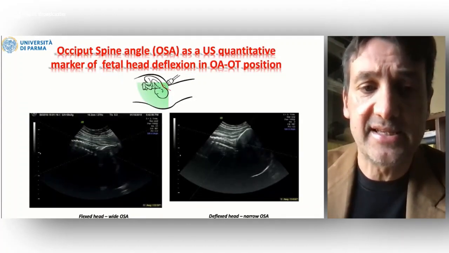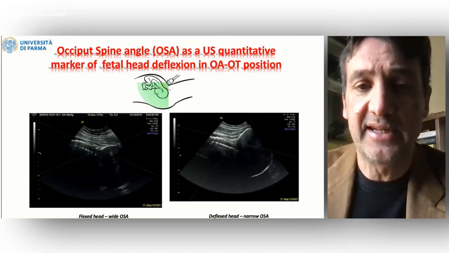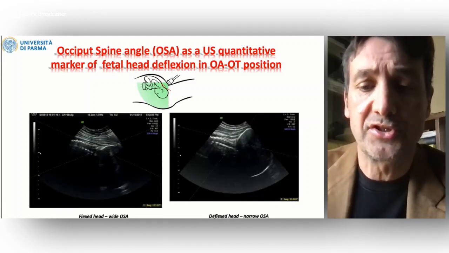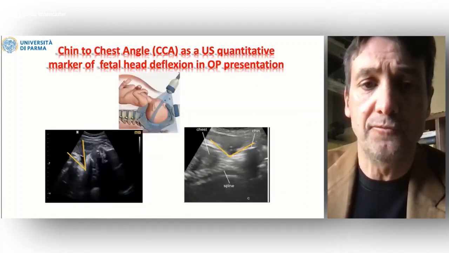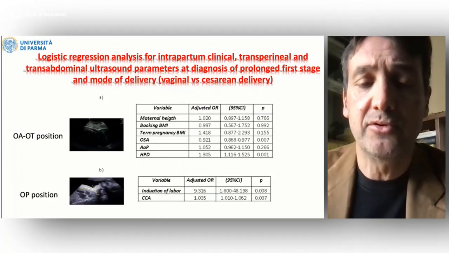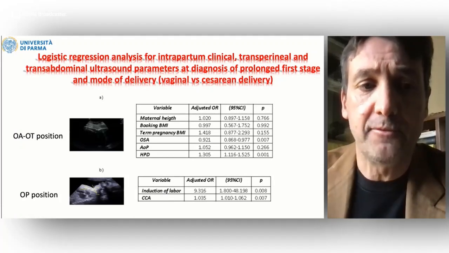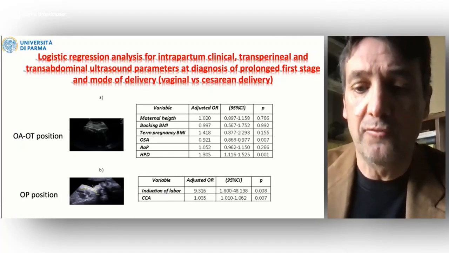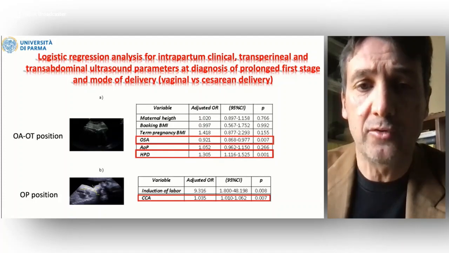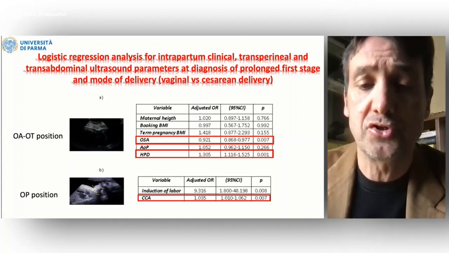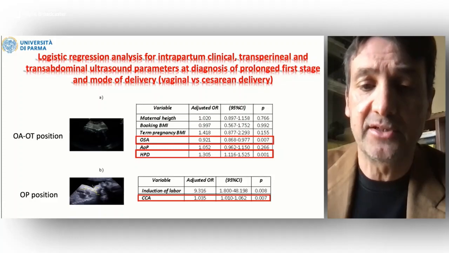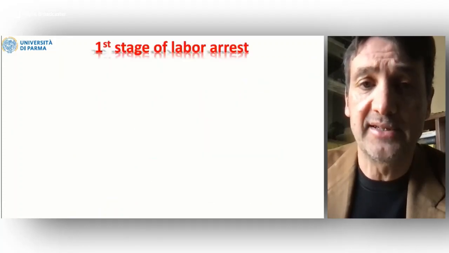These are two cases: a well-flexed fetal head and a deflexed fetal head in the occiput anterior or occiput transverse position, where the occiput-spine angle was measured. These are two examples of flexed or deflexed fetal head in occiput posterior position. At multivariable logistic regression analysis for both types of fetal position, the angle of flexion of the fetal head, the occiput-spine angle for occiput anterior and occiput transverse, and the chin-chest angle for occiput posterior position, was an independent predictor of the chance of vaginal delivery.